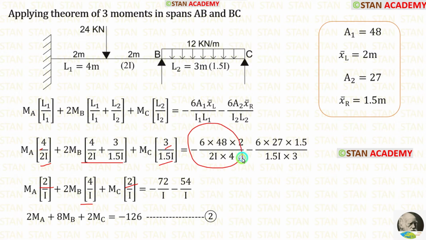When we calculate these values, we are getting 72 upon I. When we calculate these values, we are getting 54 upon I. Let us eliminate I on both of the sides because it is common. When we add 72 and 54, we will get 126. Finally, we have made the second equation.